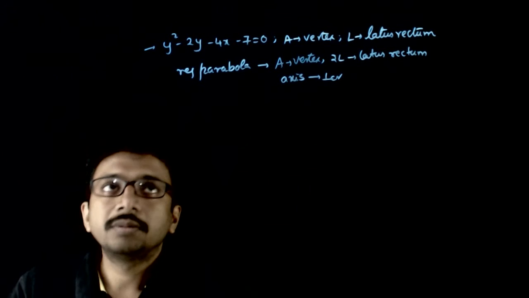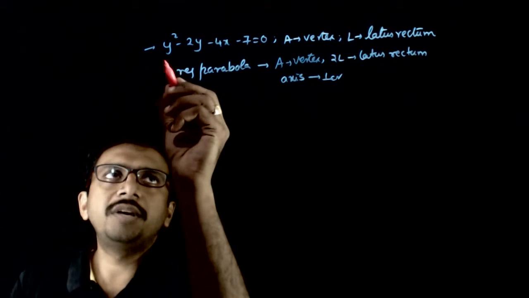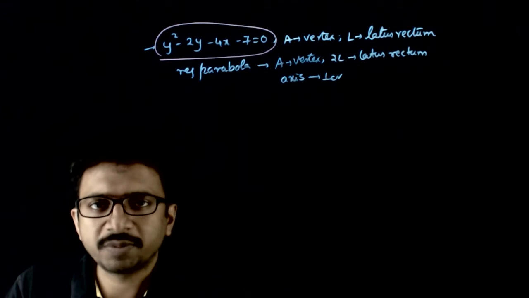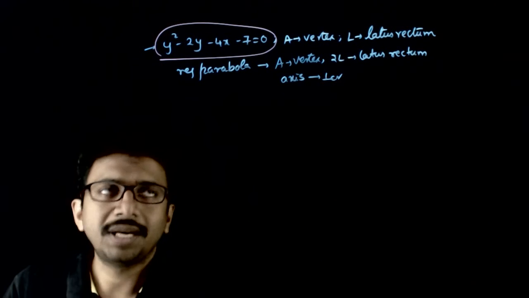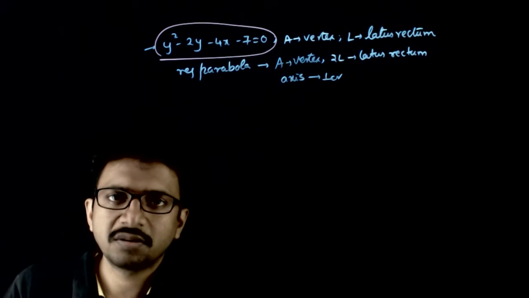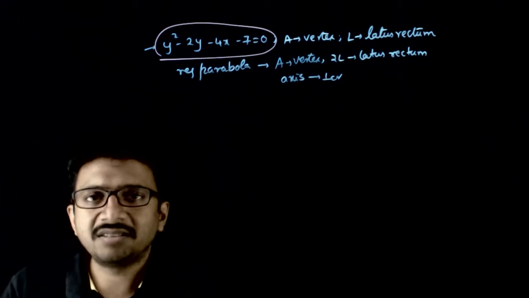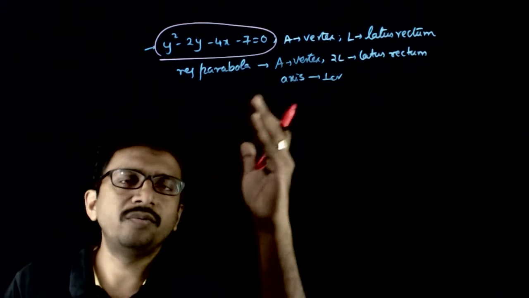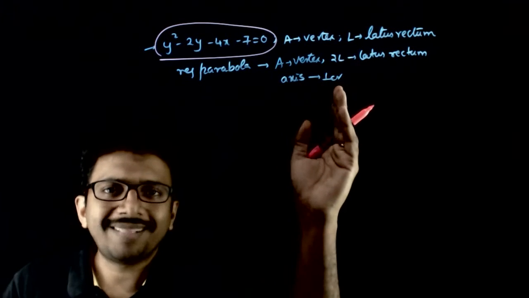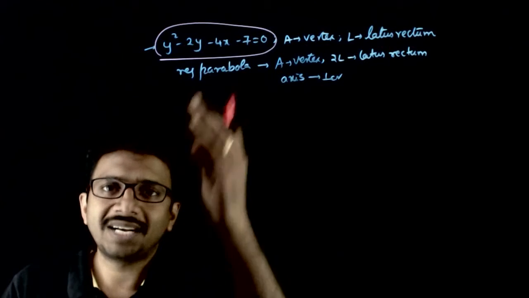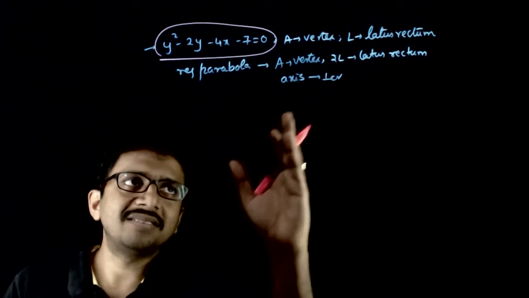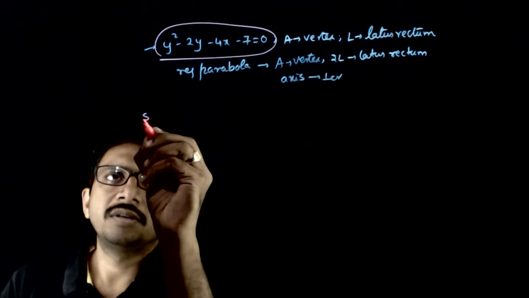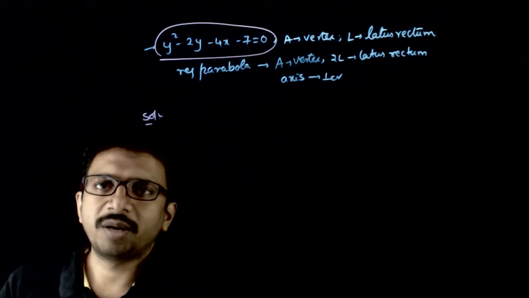So welcome students. In this question, you are given a parabola y² − 2y − 4x − 7 = 0. It's given that A is the vertex of this parabola and L is the latus rectum of this parabola. You want a parabola with the same vertex, with latus rectum twice that of this one, whose axis is perpendicular to the axis of this parabola. To find this, first let us analyze this parabola.